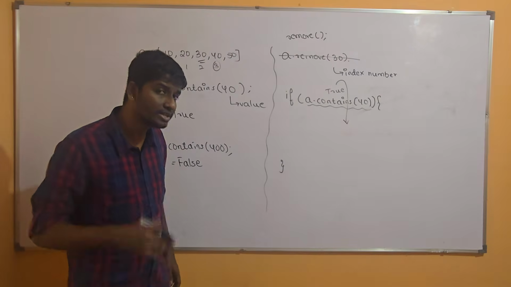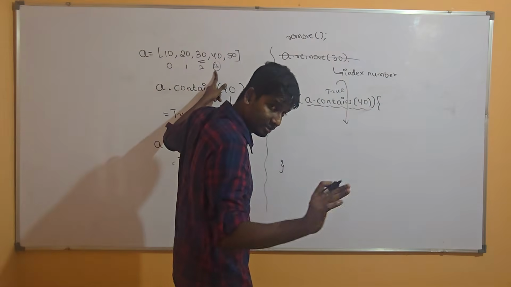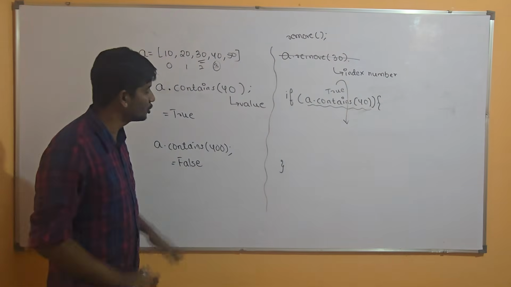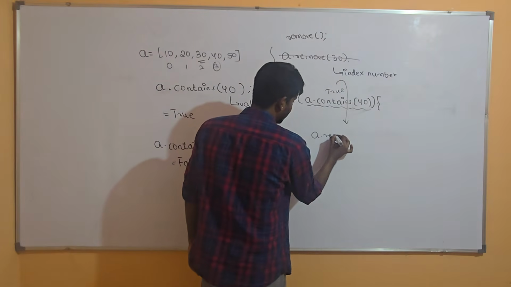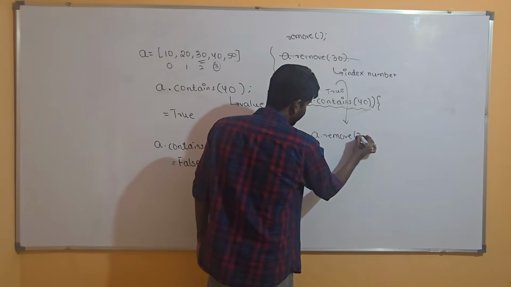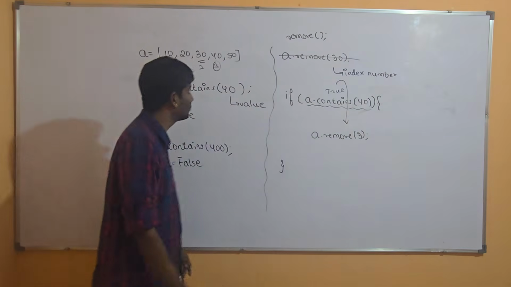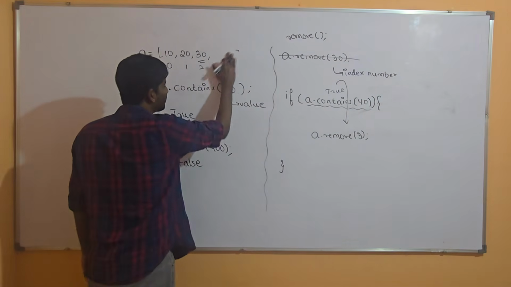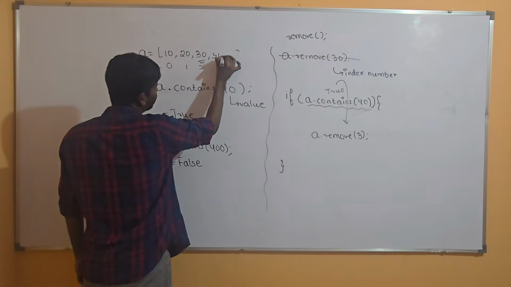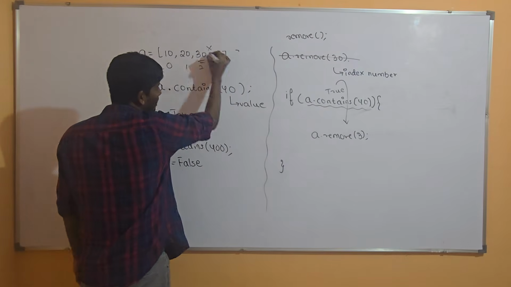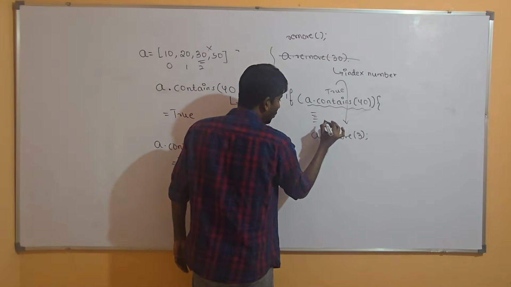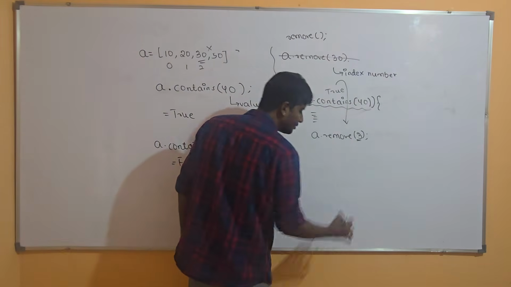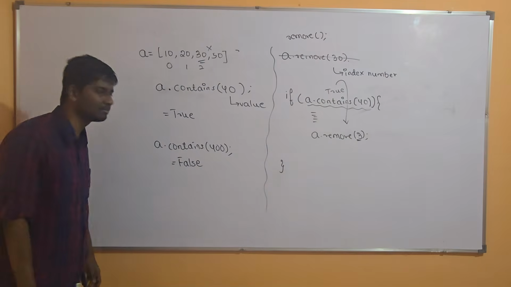If A dot contains 40, if the condition is true, then 40 is there. So now what you have to do is remove it. You know the index number. As of now, I will give the direct index number, 3. So what will you write now? A dot remove 3. The moment you say A dot remove 3, 40 will disappear and 50 will be shifted towards the left. This place was deleted, so all the elements will come left. Now, the only thing you need to know is how to get this index number. That we will see.